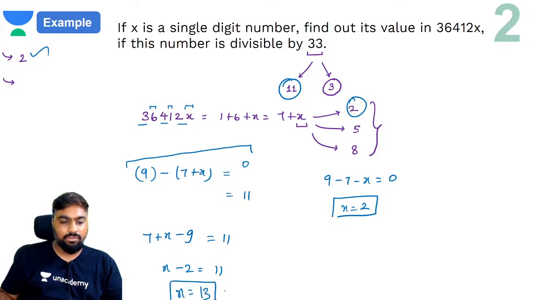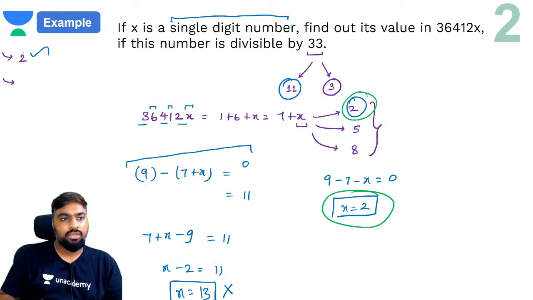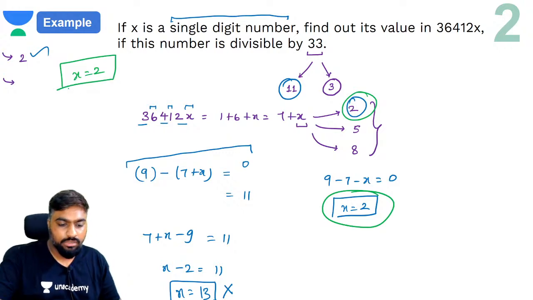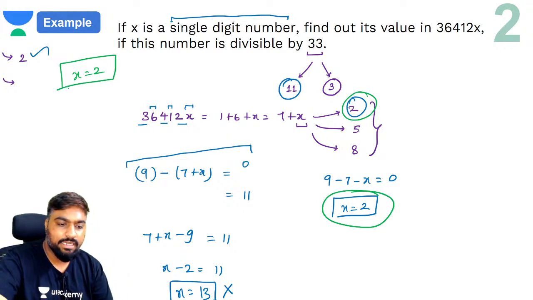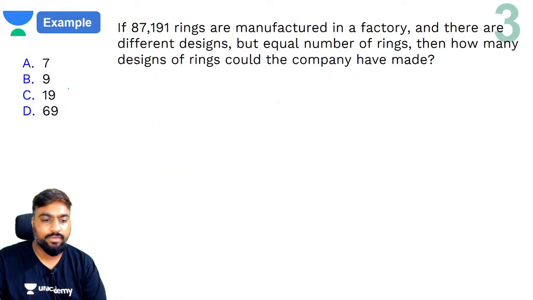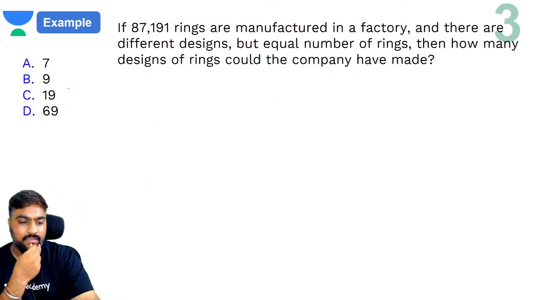Can x be equal to 13? X can't be 13, right? X is a single digit number. Only thing common between 3 and 11 is x being equal to 2. So what is your value of x? Cool. Understood everyone? Everyone who understood this, please hit like on this video and we'll go to the next question. Quickly try this.